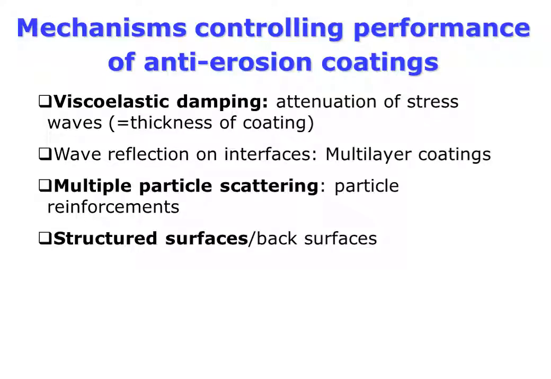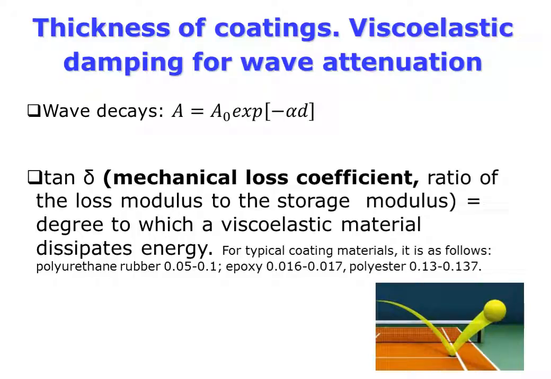We carried out a literature study and identified the main mechanisms controlling coating damage resistance. Among them, one should mention viscoelastic damping, wave reflection on interfaces, wave scattering on inclusions, and surface structures. One important factor is the thickness of coatings. The thicker the coating, the more the wave decay. The amplitude of impact stress waves, caused by rain droplet impact, is reduced when the wave travels through the thick coating. The mechanical loss coefficient of viscoelastic materials determines to which degree the energy is dissipated in the material.